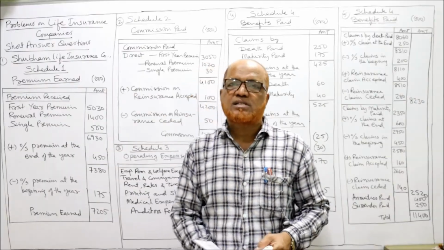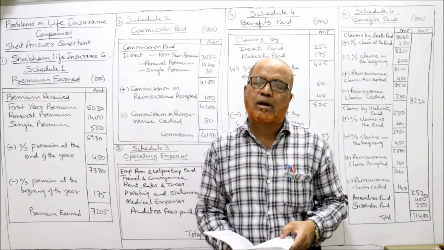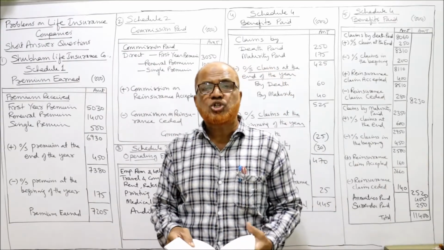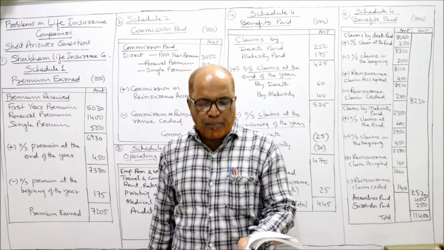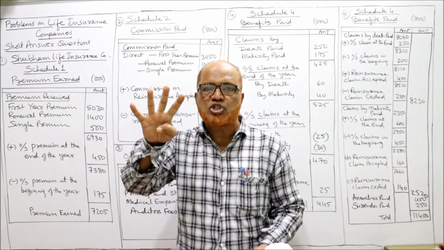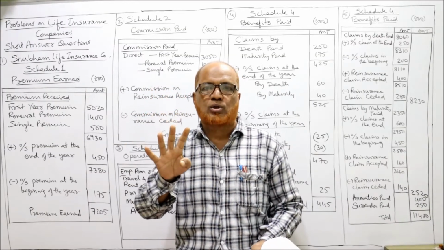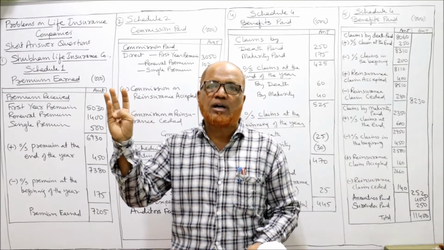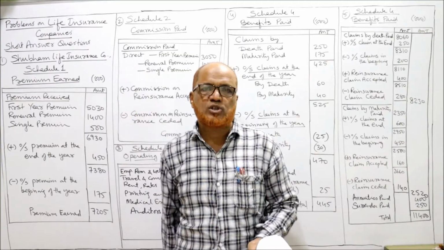The problems are first short answer questions. After completing short answer questions, we'll come to the main problem. First short answer, ascertain the premium income. See here, totally 15 schedules are there. First 4 schedules are in revenue account. The first schedule, premium. Second schedule, commission. Third, operating expense. Fourth, benefits paid.